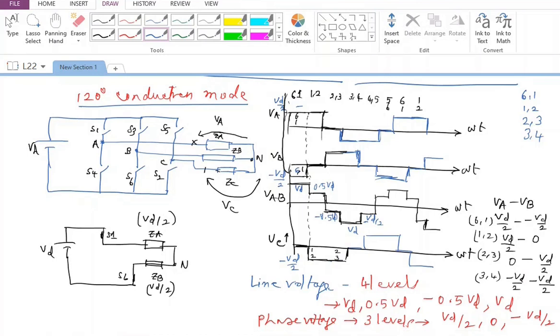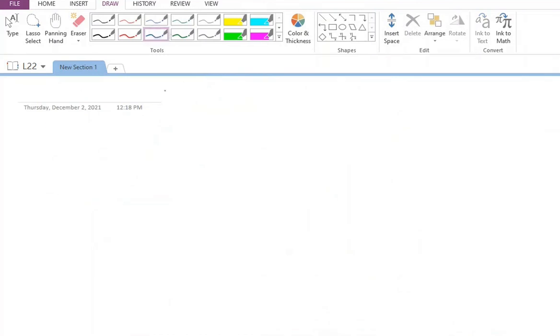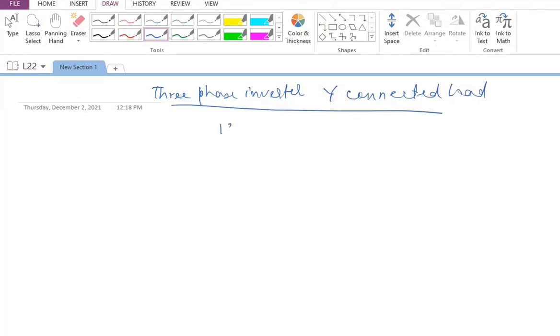Okay. Now if we try to look at again 3-phase inverter, star connected load, but let us try to look at 180-degree conduction mode. So what is the kind of inverter waveform we are going to get for 180-degree conduction mode?